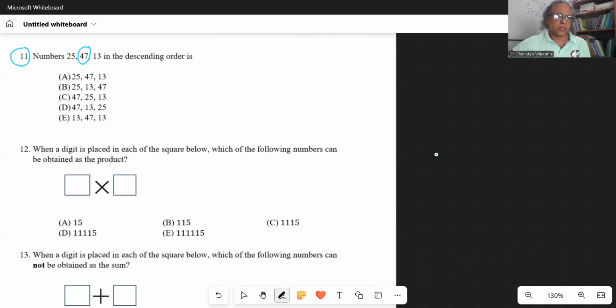We have only two choices starting with 47. And what's the next number in the descending order? The 25, right? 13 is the smallest, so that should be the last one. So you can see that these are the given numbers in descending order. That was quite easy, right?